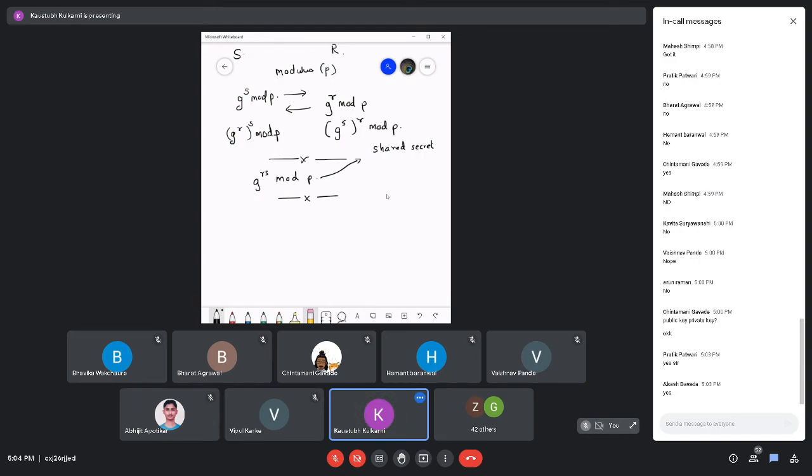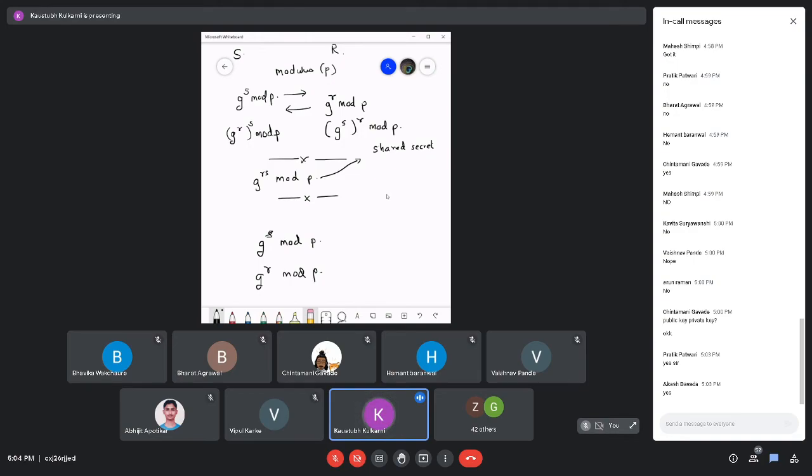Now, what if the attacker intercepts one of the messages? The attacker will know g raised to s mod p. Let's say the attacker intercepts g raised to s mod p. This is s, not 5. Also, let's say the attacker knows g raised to r mod p. But the attacker still cannot find out s and r.